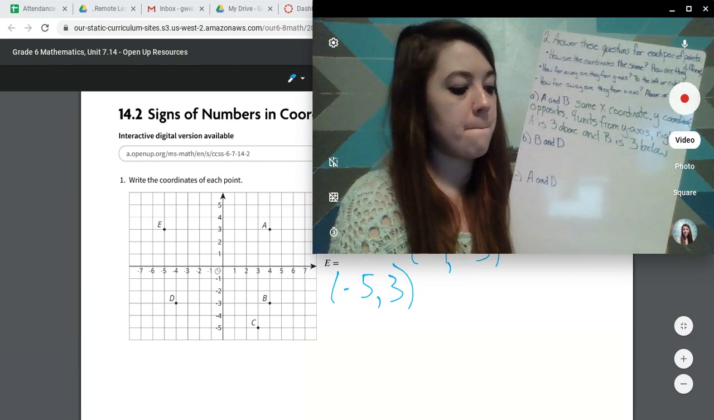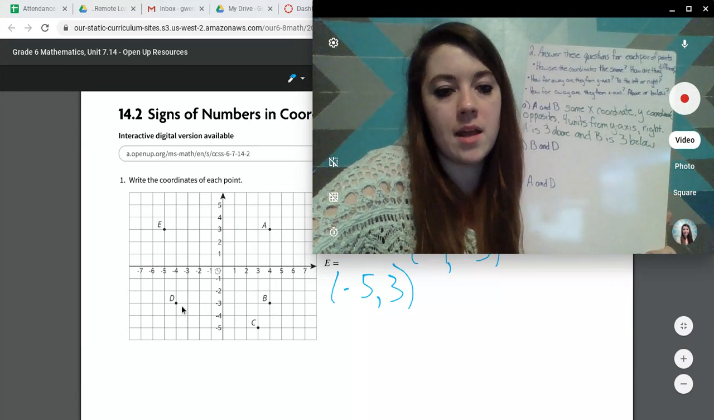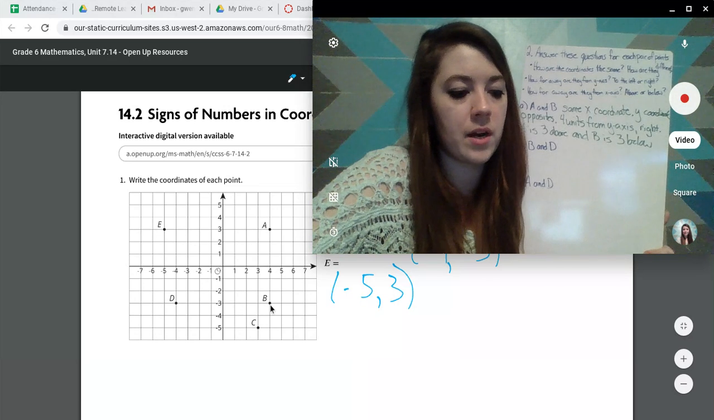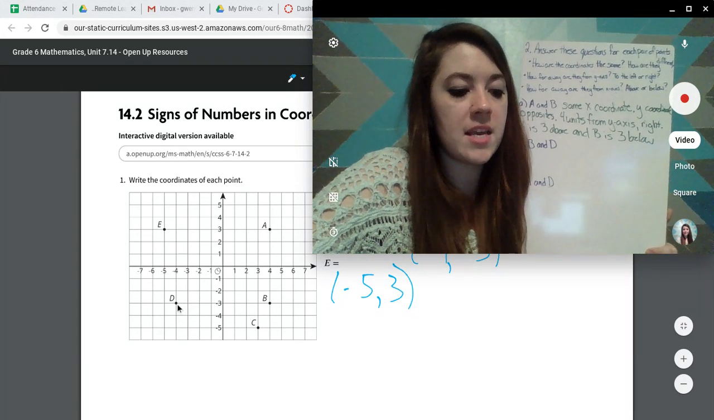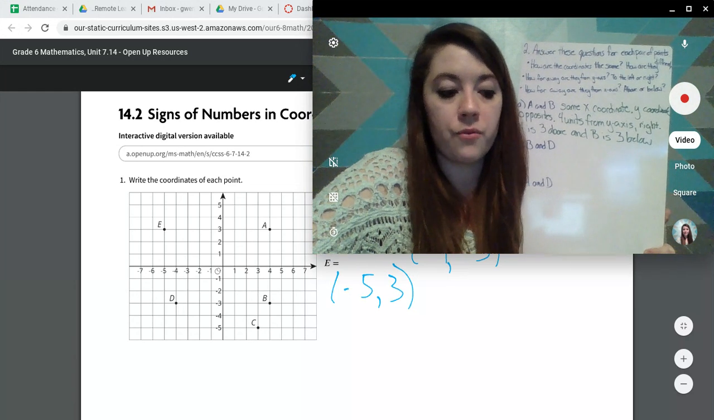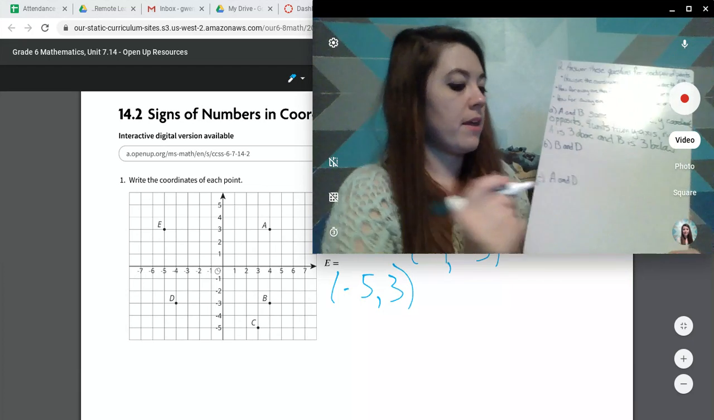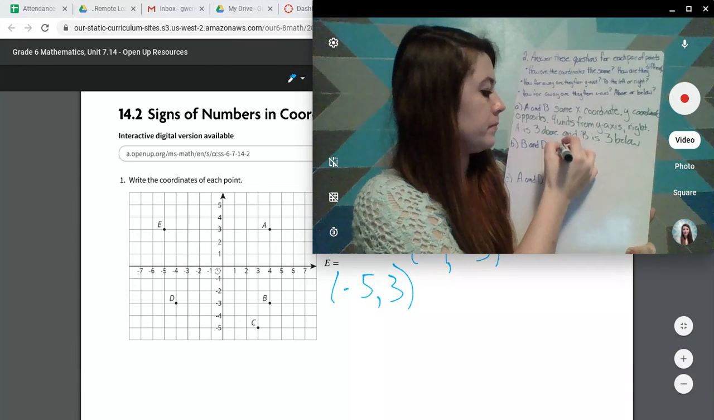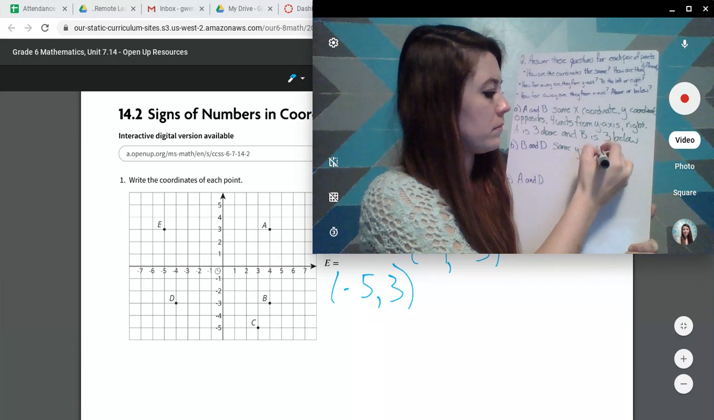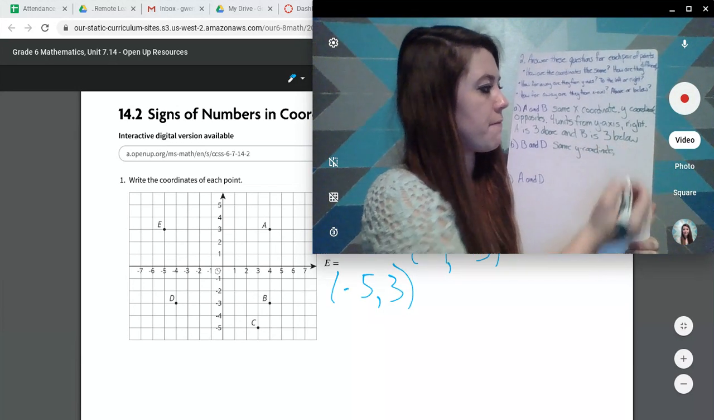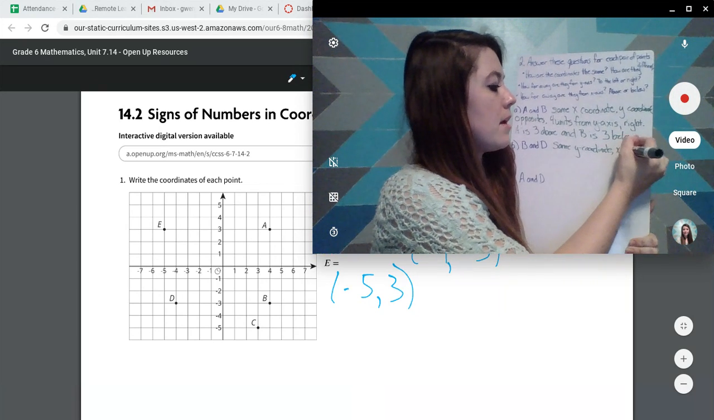All right, so for B and D, remember B and D. So B has the coordinate 4, -3, just like we were dealing with, and D has the coordinate -4, -3. So what's the same? What's different? They have the same y coordinate. Excellent. What's different? The x coordinates are opposite. Excellent.